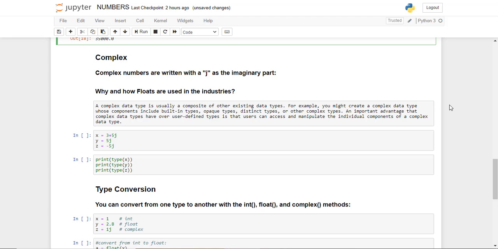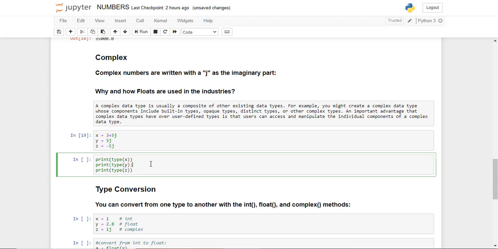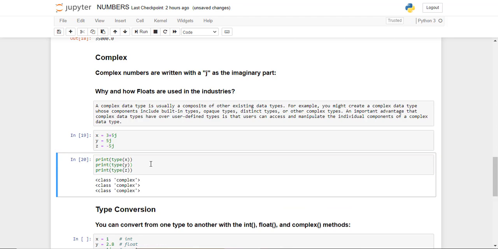Square root of minus 1 is identified as iota or i, written in many texts as i. But in Python we use the letter j to represent complex numbers. So we have to have two components of a complex number. One is a real component. So in this example 3 is the real component, and 5 times j or 5 times iota is the imaginary component. So if we run this cell and then we ask Python to print out what kinds of numbers these are, it's going to say complex numbers. Complex or imaginary, that's the same thing.